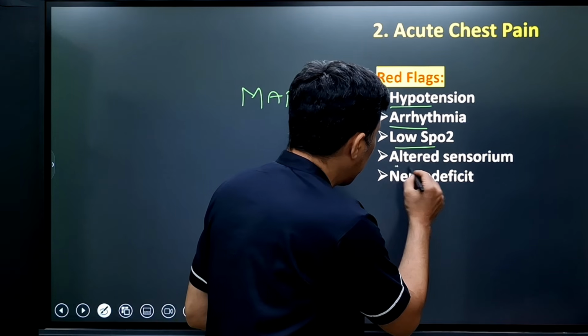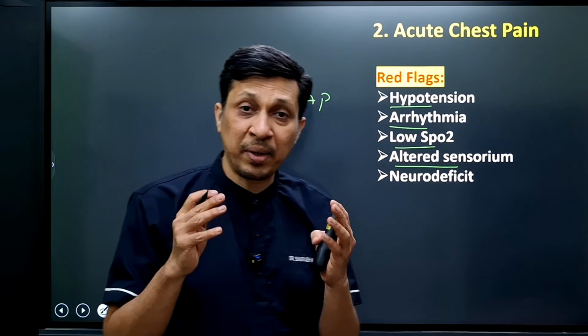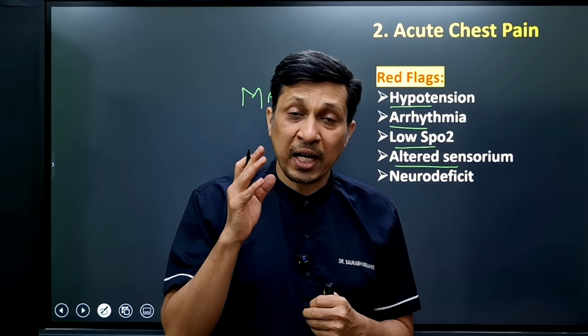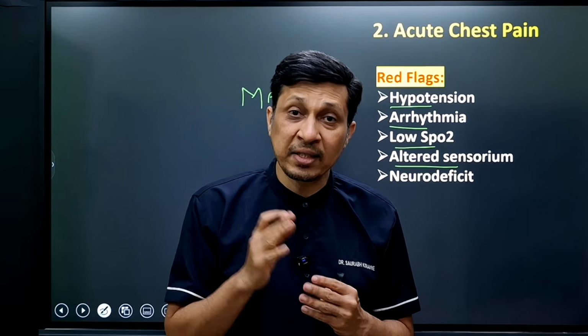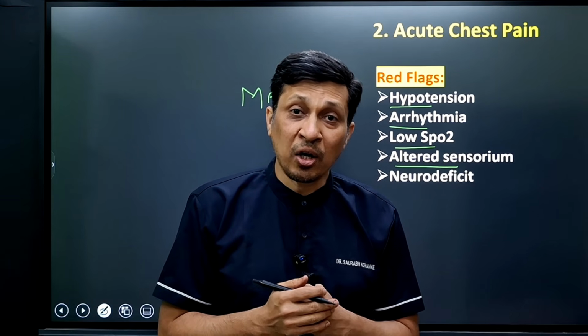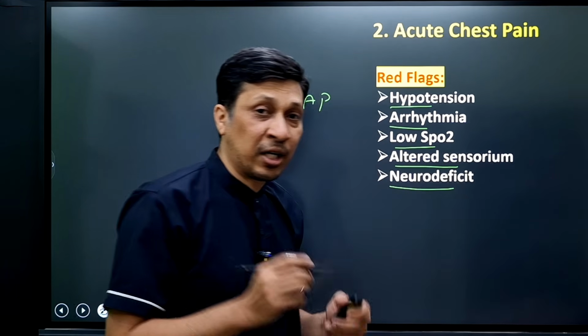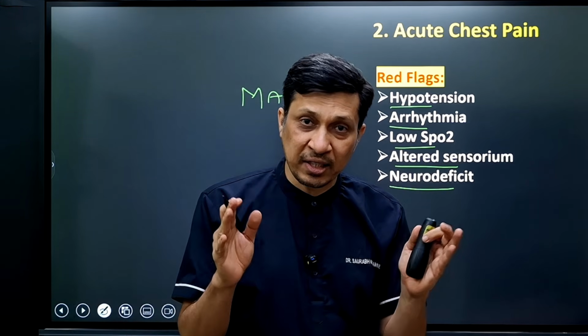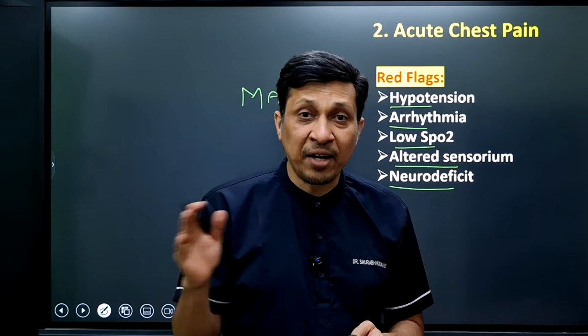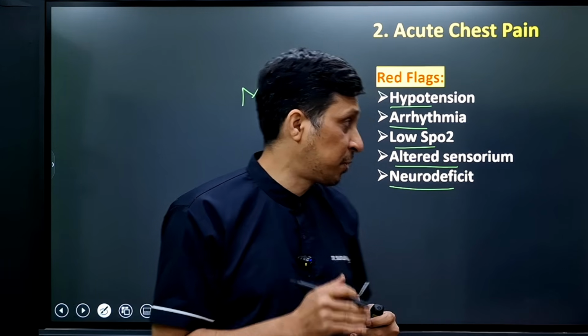Then altered sensorium. Altered sensorium can be due to shock, or it can also be due to aortic dissection extending into the carotid arteries, and sometimes there can be a neurodeficit due to aortic dissection. So these are the different red flags in case of acute chest pain.